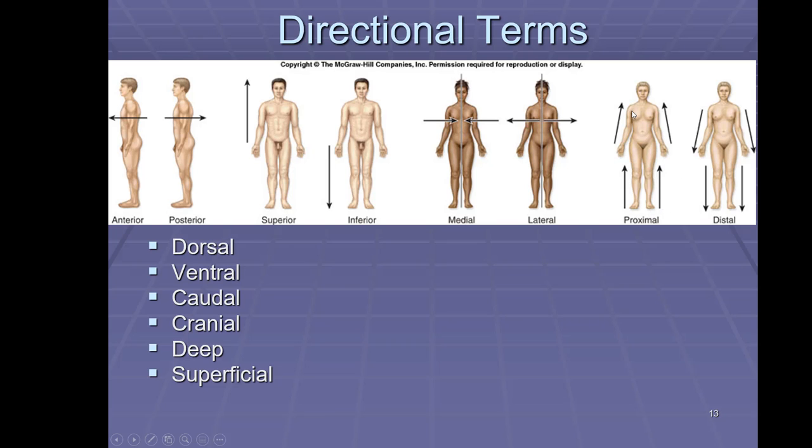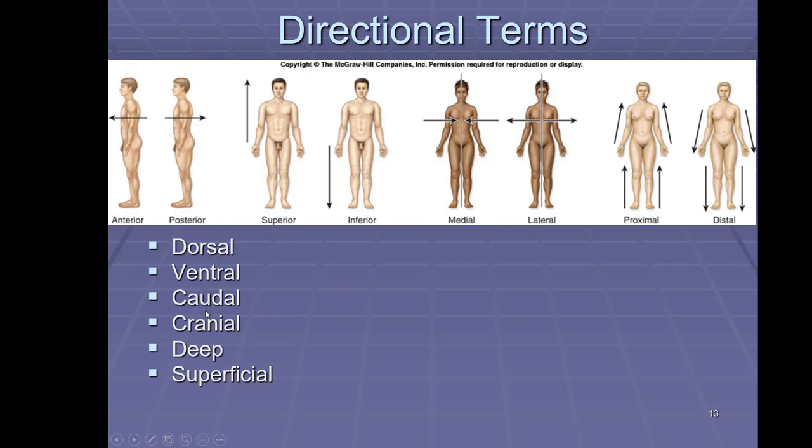Proximal and distal have to do with the limbs. For proximal and distal, there's a point of attachment, and that would be the shoulder for the arms, the hip for the legs. If something is more towards the point of attachment, it's proximal. If it's away from the point of attachment, it's distal. For instance, we could say the elbow is proximal to the hand because it's closer to the point of attachment. Or we could say the foot is distal to the knee because it's further away from the point of attachment.